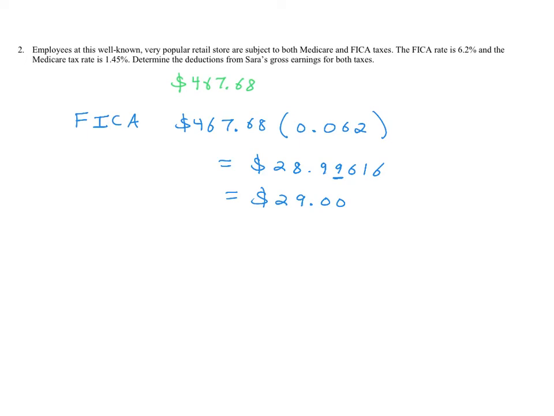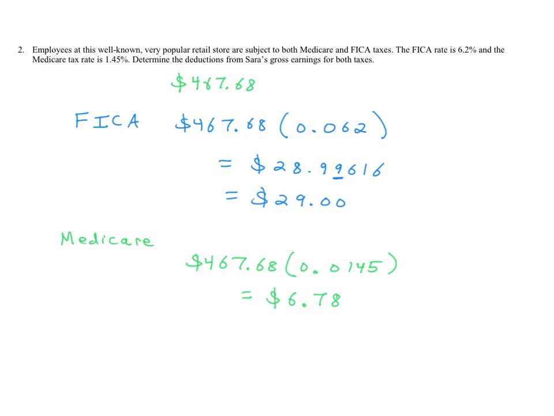Now for the Medicare, this rate is 1.45%. Again, we go back to that $467.68 and multiply it by 0.0145, again converting the percent into a decimal. When I round to the nearest cent, I'm not going to write that out, let's write out the rounded value. That's $6.78.